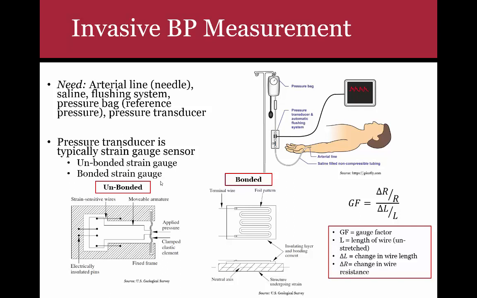All right, the other method to measure pressure is invasively. So this is having a direct connection to the arteries or the veins. So what you'll need here is an arterial line. So it's basically a needle and some tubing that can have blood inside of it without coagulating or being damaged. You need some saline, which is basically like ionic fluid, a flushing system to flush out blood so it doesn't clog up the tubes. You need a pressure transducer to actually measure pressure.